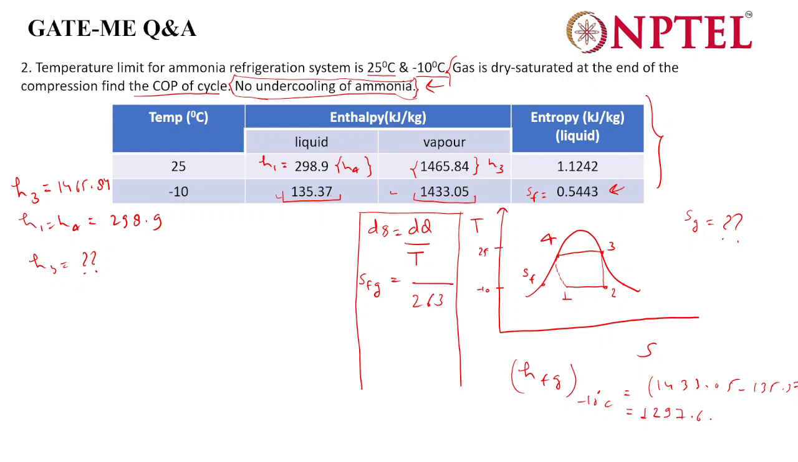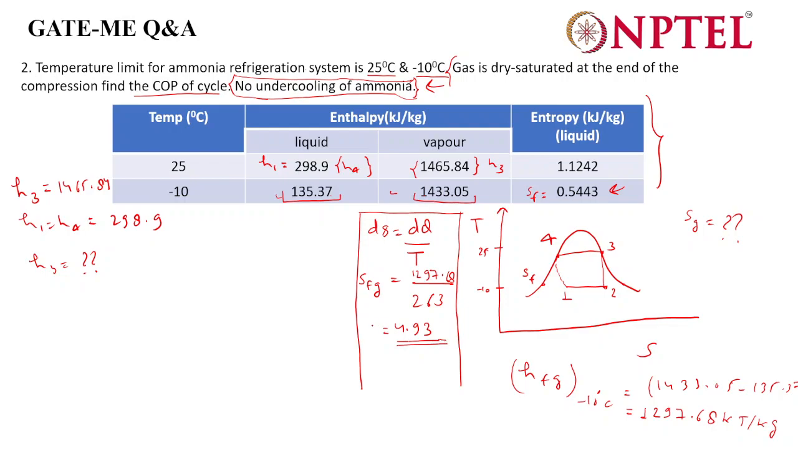1297.68 kilojoule per kg. Okay, fine. And then divide by this 263. 270 in Kelvin, sir. Minus 10 degrees centigrade in Kelvin is 263, na? So what is this coming? 4.93. Is it the same for everyone, right?